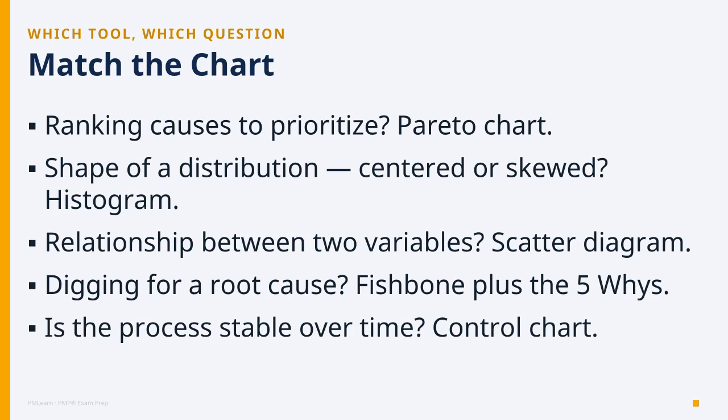That's the scatter diagram. Digging for the underlying root cause of a problem? That's the fishbone, paired with the 5 whys. And asking whether a process is stable and predictable over time, that's the control chart, with its upper and lower limits and the rule of 7. Rank, distribute, relate, root cause, stabilize. 5 questions, 5 tools. If you can map the question to the tool, you'll handle the graphic-based quality items quickly.